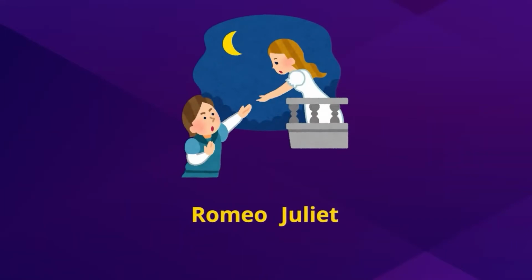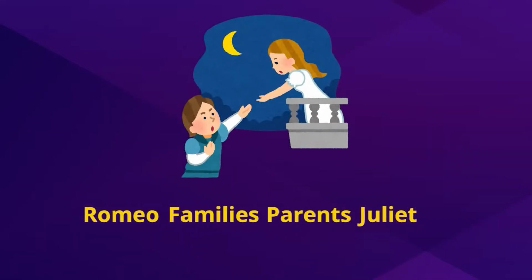Characters are of 2 types, the protagonist and the antagonist. The protagonist is the main character, and the antagonist is the character who is in opposition with the protagonist. Example, Romeo and Juliet are the protagonists. Their conflict is with their families and their parents, especially Juliet, whose parents wish her to marry someone else.